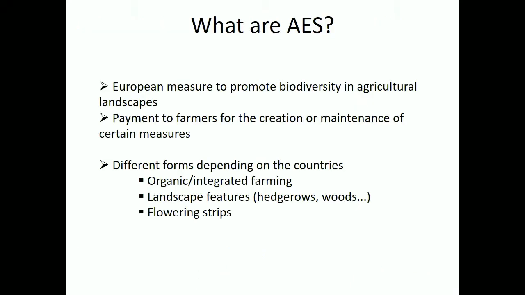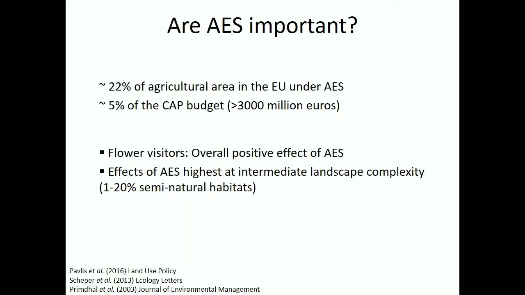So just a brief overview of AES. We heard quite a lot of nice talks yesterday about that, so I'll just mention that this is a European measure to promote biodiversity in agricultural landscape, and they take the form of payments to farmers for the creation or maintenance of certain environmental measures. These measures take different forms depending on which country you are in, but they include organic or integrated farming, landscape features such as hedgerows, and flower strips, for example. So these are the ones that we are looking at in our study.